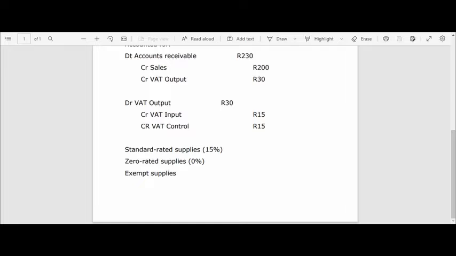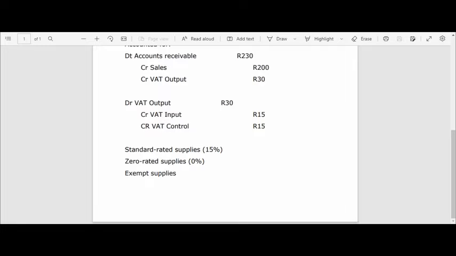So in that book, what we call a book of first entry, in that journal, you will normally have a column for the exclusive amount. You'll have a column for the value added tax, and you'll have another column for the total amount. So let's say this is our sales journal, ladies and gentlemen. This reflects our dealings with our customers, the supplies that we have made.